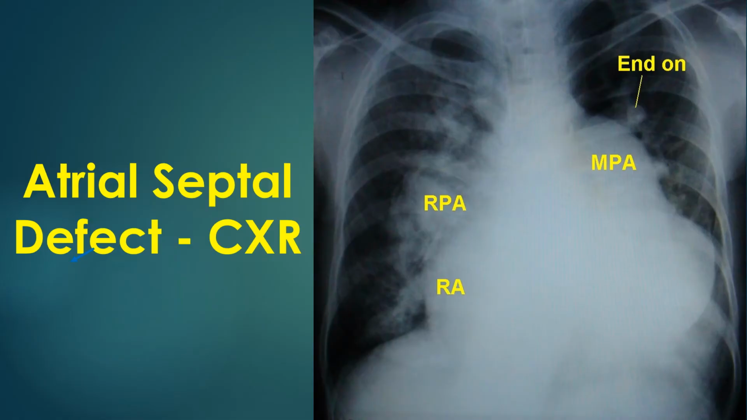X-ray chest PA view in ASD with pulmonary hypertension. Main pulmonary artery and right pulmonary artery are enlarged. Right atrial enlargement is seen as a shift of the right border to the right of the spine. Pulmonary vascularity is increased and prominent end-on vessels are also seen. Apex is upwards, suggesting a right ventricular configuration. All features suggest a large ASD with a large left-to-right shunt producing severe pulmonary hypertension.